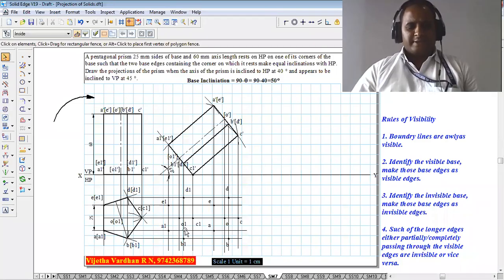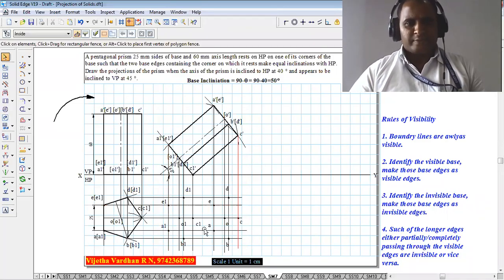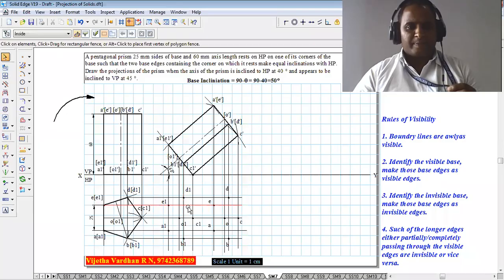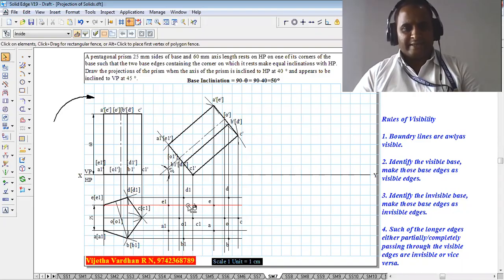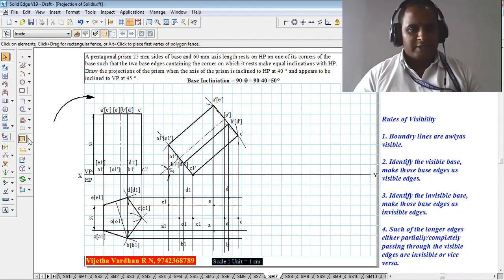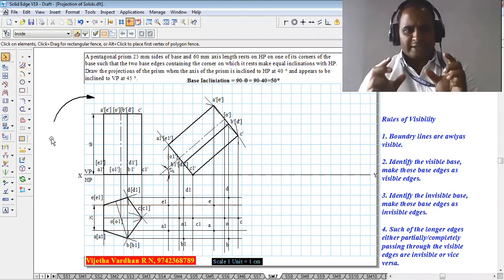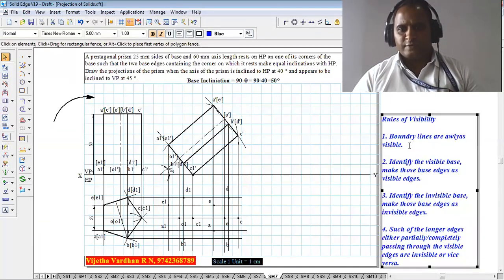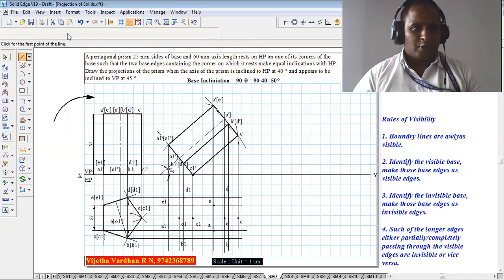Now you can see that after drawing the projectors from the respective stage front and top views completely, without leaving a single corner, we have to mark the respective points as A1, B1, C1, D1, E1 as well as A, B, C, D, E as well as the axis position O1. After finishing these points up to the stage in your booklets, start applying the rules of visibility. The first rule of visibility says that the boundary lines are always visible. So now let me define what the boundary is here.